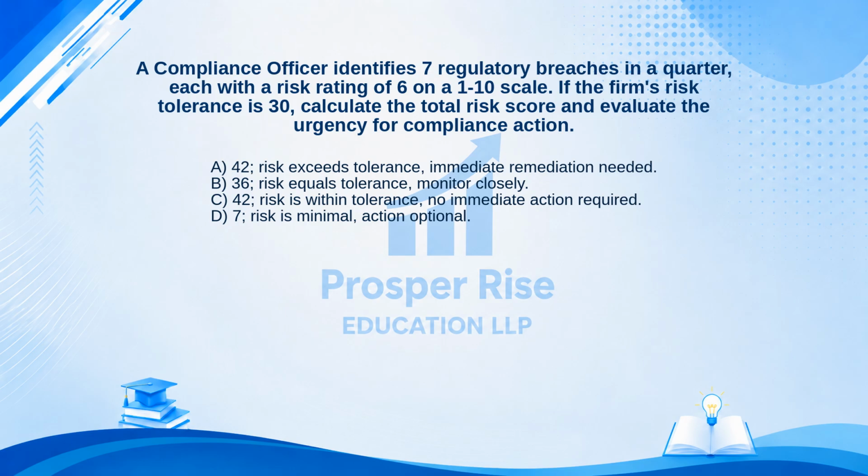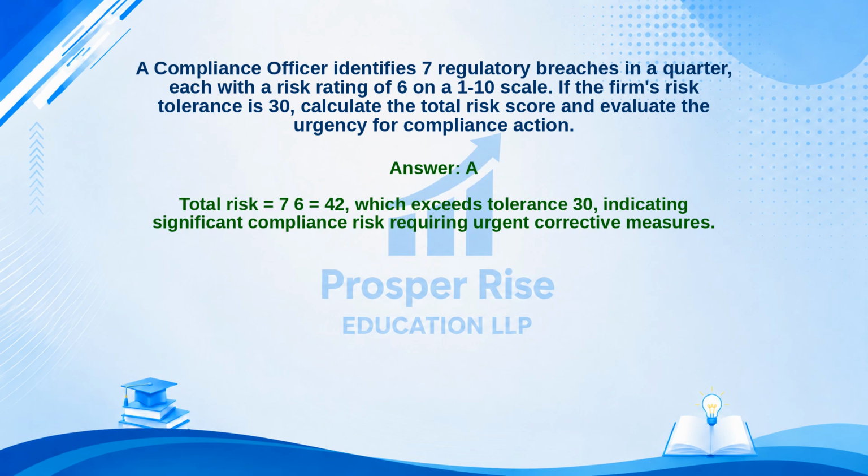The correct answer is Option A. Let's see why. Total risk equals 7 × 6 equals 42, which exceeds tolerance 30, indicating significant compliance risk requiring urgent corrective measures.